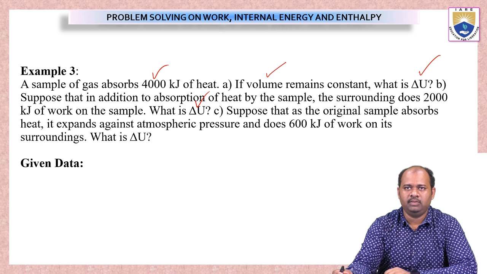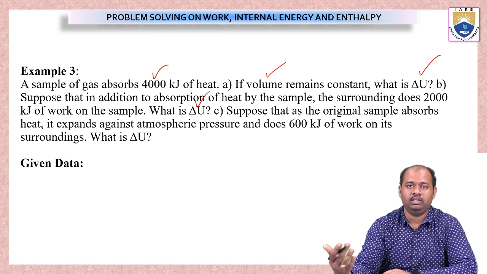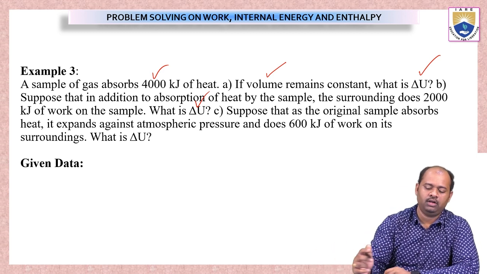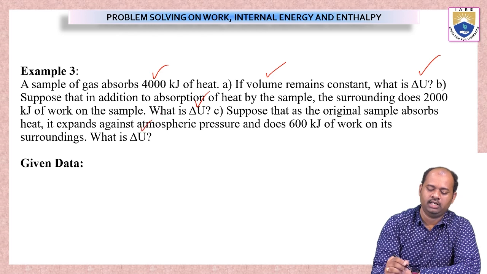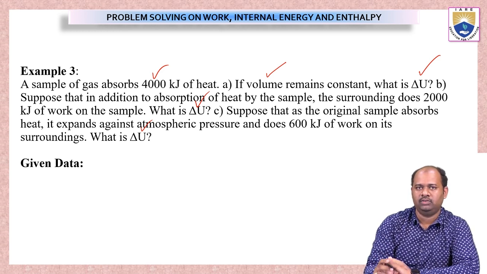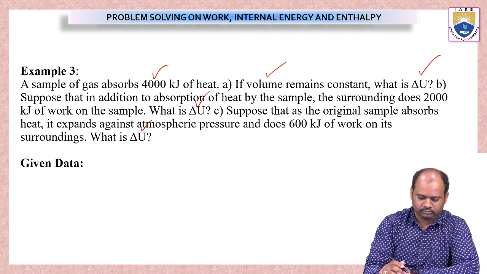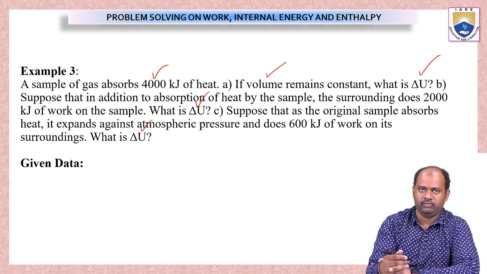And the third question, C point, is, suppose that as the original sample absorbs heat, it expands against the atmospheric pressure and does 600 kilojoules of work on its surroundings. Then what is the internal energy? So in all the three cases, we have to calculate the internal energy itself. But depending on the different conditions, we have to modify the equations and calculate the values of internal energy. Now, let us see how we calculate the internal energy in all the three different cases.